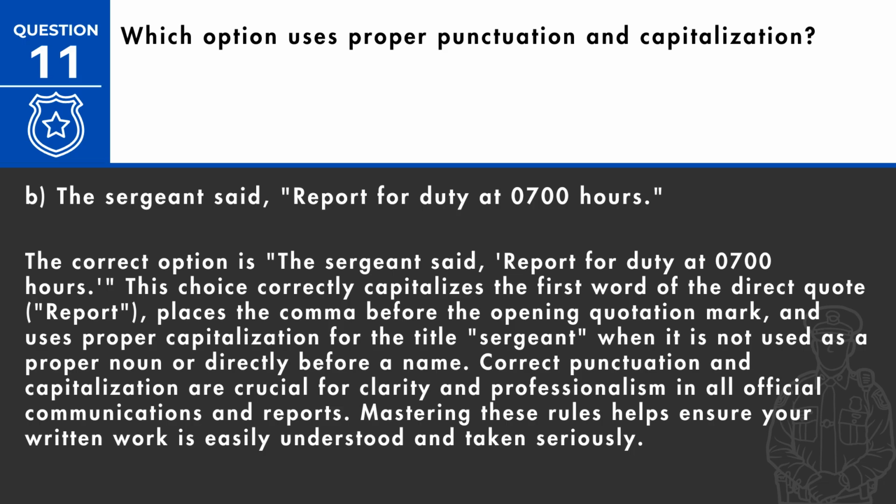Answer: B. The sergeant said, report for duty at 0700 hours. The correct option is, the sergeant said, report for duty at 0700 hours. This choice correctly capitalizes the first word of the direct quote, report, places the comma before the opening quotation mark, and uses proper capitalization for the title, sergeant, when it is not used as a proper noun or directly before a name. Correct punctuation and capitalization are crucial for clarity and professionalism in all official communications and reports. Mastering these rules helps ensure your written work is easily understood and taken seriously.